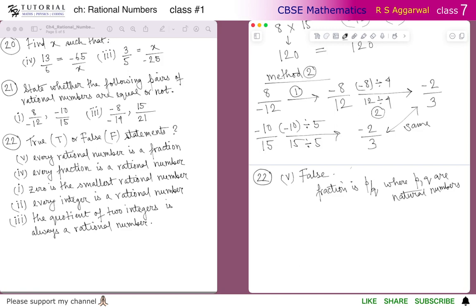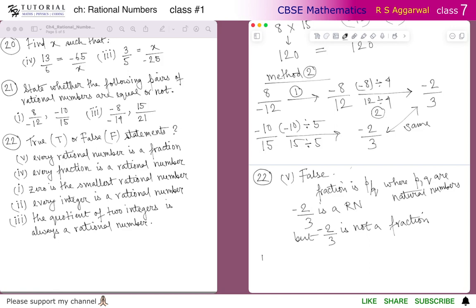But we know that a rational number also includes the negative of fractions. So minus 2 by 3 is a rational number, because it is the negative of the fraction 2 by 3. But minus 2 by 3 is not a fraction, because as per the definition of a fraction, p by q, p and q are natural numbers, they are always positive. So the first one is false.